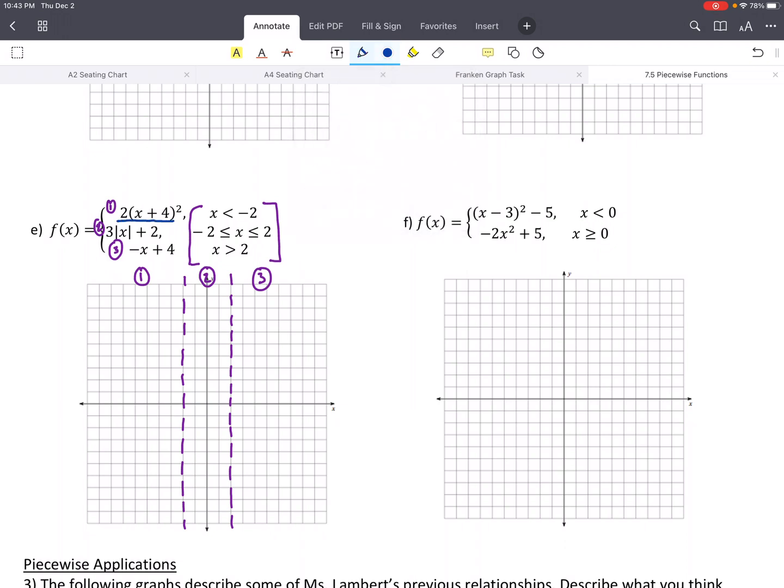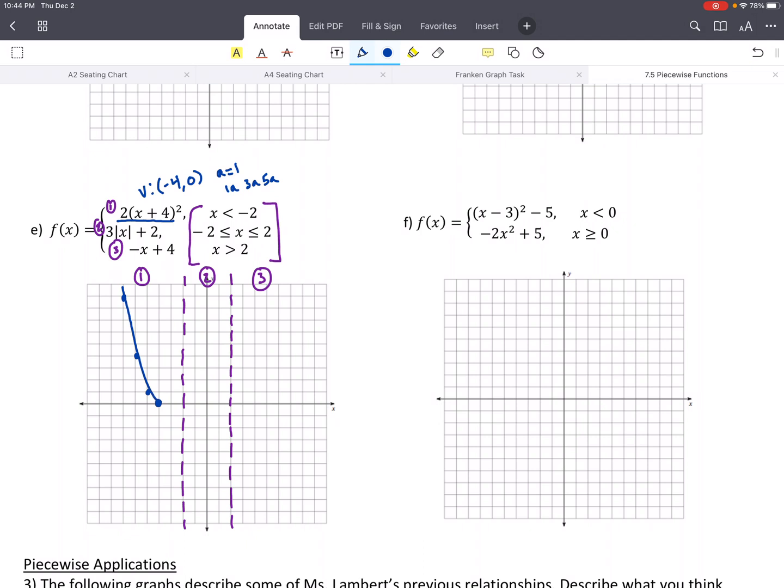Okay, I'm going to start with 2x plus 4. My vertex is at -4, 0. 1, 2, 3, 4. Great, my A value is 1, so I'm going to follow the 1A, 3A, 5A to just get 1, 3, 5. For 1, up 1, for 1, 2, 3. 1, 2, 3, 4, 5. And that's great.